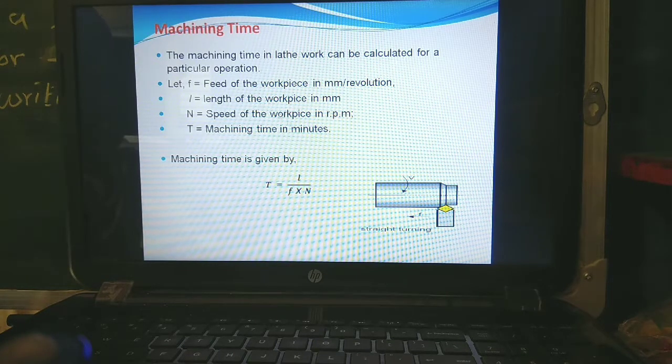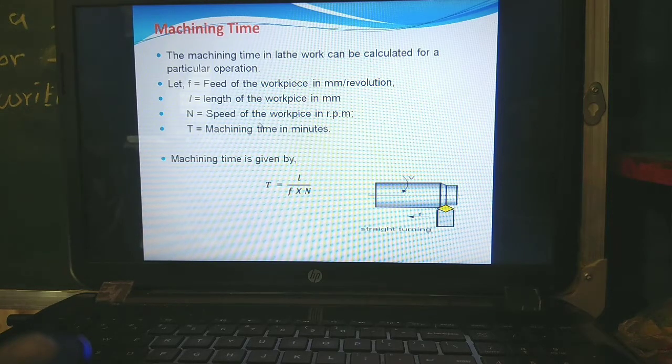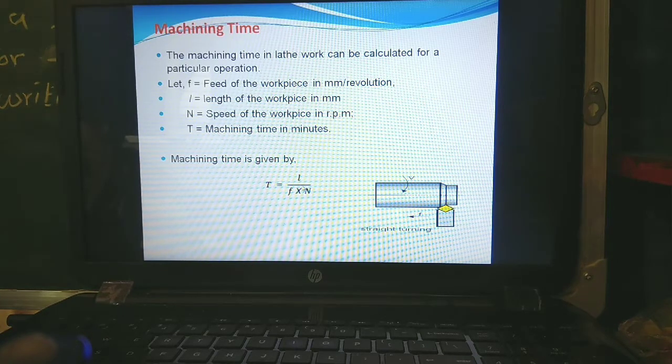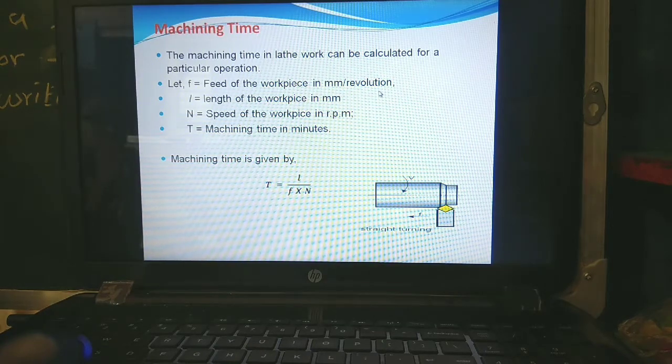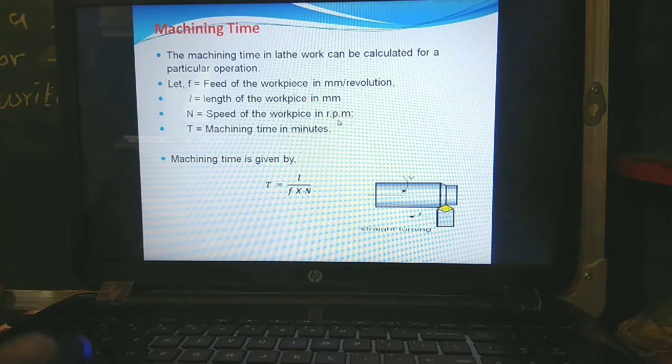Then machining time. The machining time on the lathe can be calculated for a particular operation. Here the machining time is given by T equals length upon feed into speed, where the units are feed in mm per revolution, length in mm, and speed in rpm, giving machining time in minutes. This figure shows the parameters.